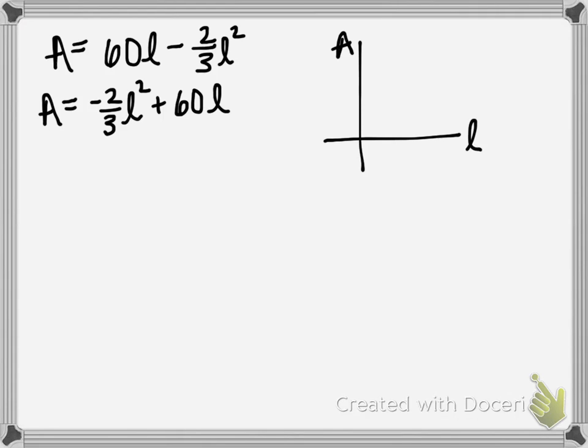And then the y-intercept is going to be 0. Think of it as substituting in 0 for length. You're going to get 0 for your output. So we're going to have a parabola that looks something like this, downward facing with a y-intercept of 0. So then we see that the maximum is going to occur here, and that's going to be at the vertex.